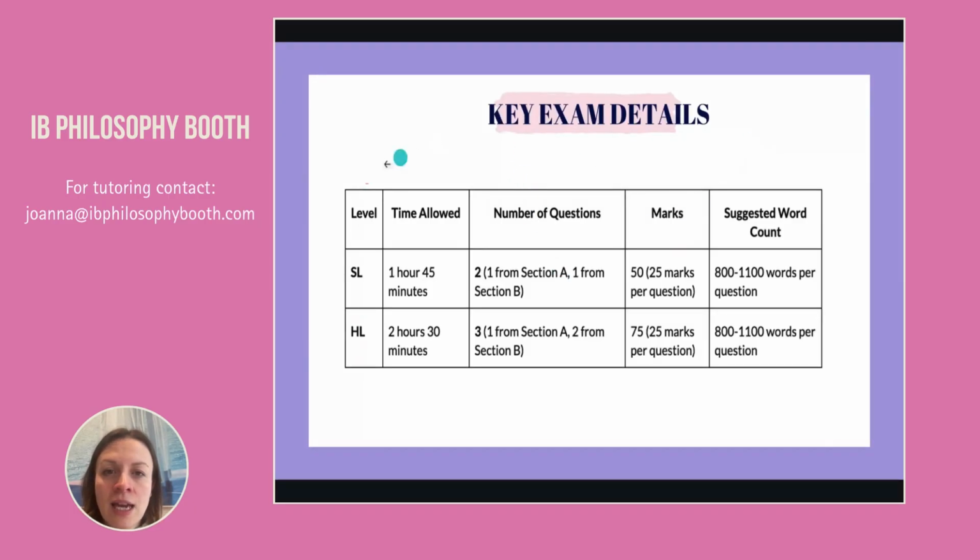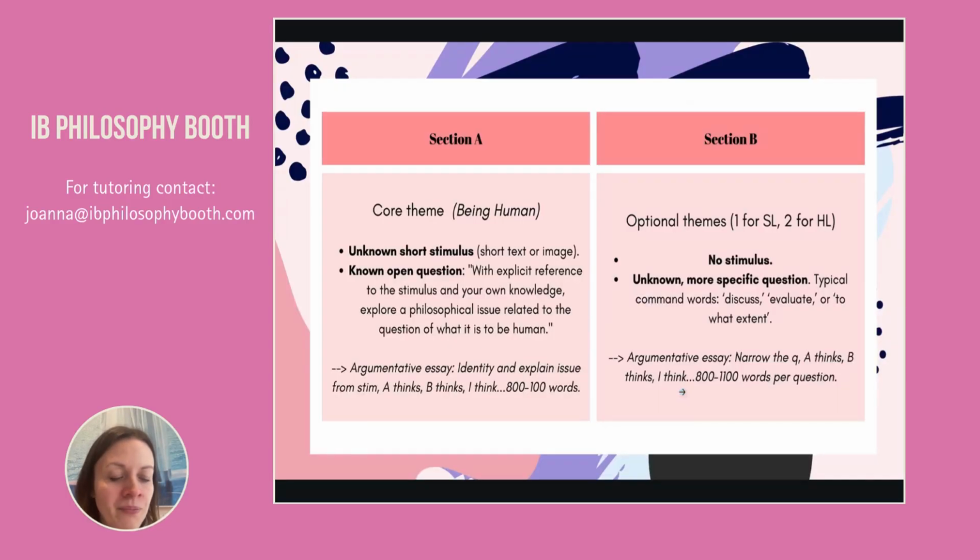Okay, so here are your key exam details. Time allowed. This is a whopping exam. HL students, you've got to write 3 25-mark essays in 2 hours and 30 minutes. SL students, you've got to write 2 25-mark essays in 1 hour 45 minutes. There are your total marks. And here is my suggested word count: you should aim for between about 800 and 1,100 words per 25-mark essay.